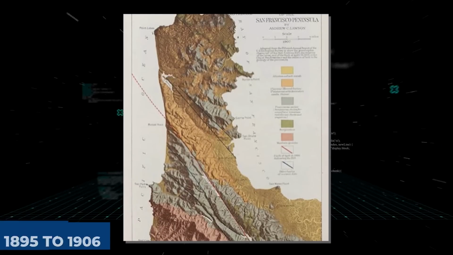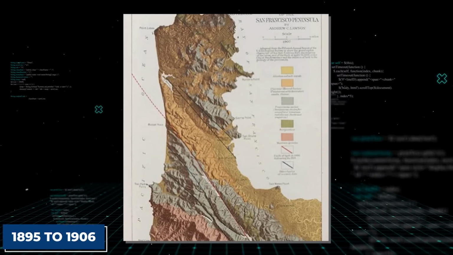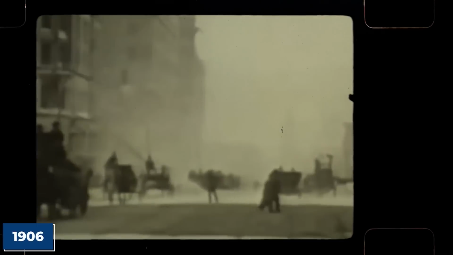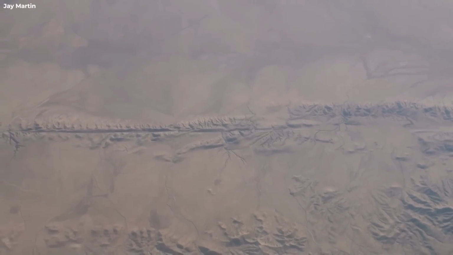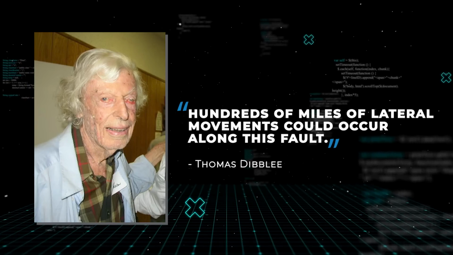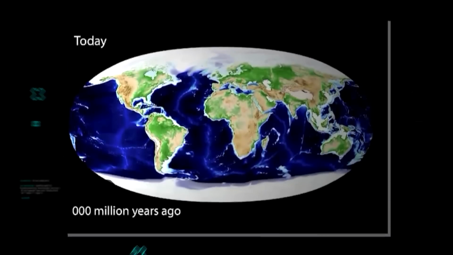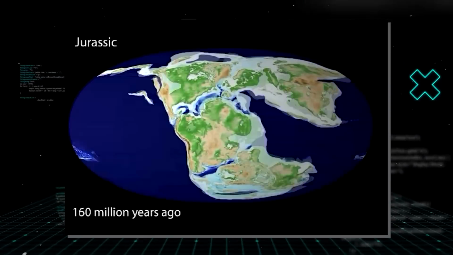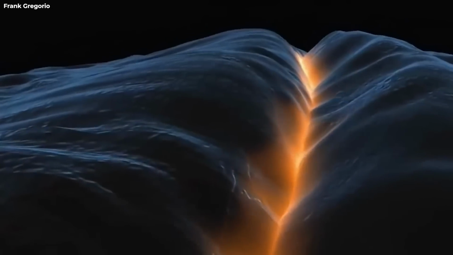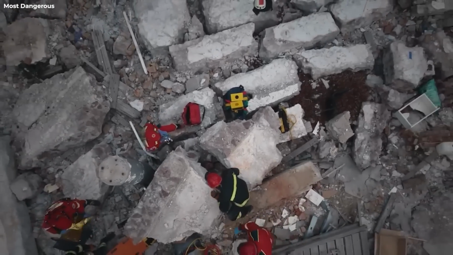But reports by Lawson published between 1895 to 1906 suggest he was the one who named it after the surrounding San Andreas Valley. The 1906 earthquake that occurred in San Francisco led Lawson to deduce that this fault extended all the way into Southern California. Thomas Dibble, a geologist, came to the conclusion that hundreds of miles of lateral movements could occur along this fault. Experts believe this major fracture in the Earth's crust began forming in the mid-Cenozoic era almost 30 million years ago. Tectonic movement along this fault has been related to multiple large earthquakes originating close to the surface along its path.